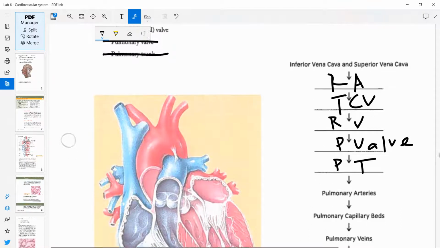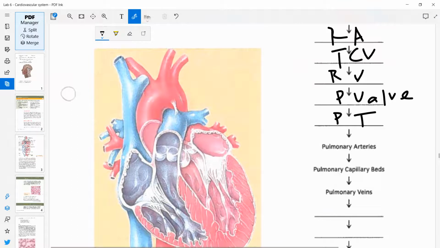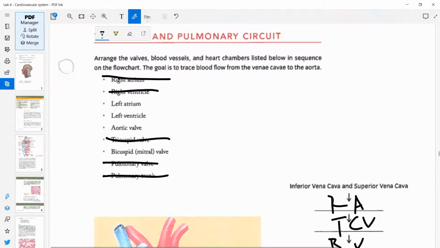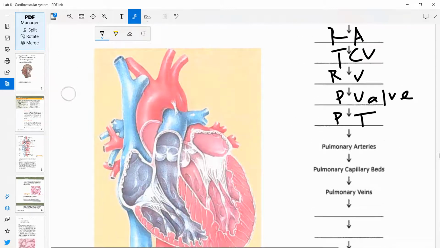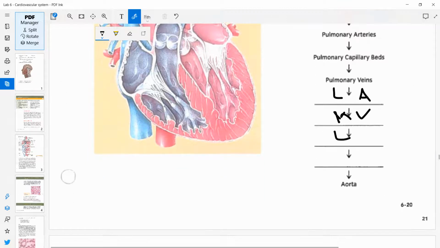And then through the pulmonary arteries to the lungs, through the pulmonary capillary beds and pulmonary veins. And from the pulmonary veins, it returns into the left atrium, then the mitral valve, then the left ventricle, then the aortic valve, and into the aorta.